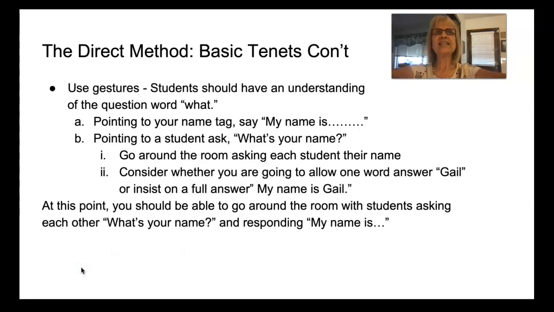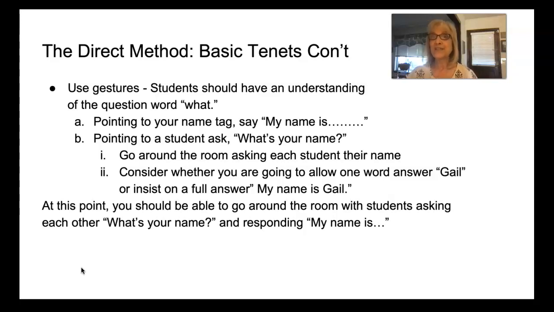So basic tenets: use props, use negation, and then of course, use gestures. So at this point, students should have an understanding of the question word "what." So pointing to your name tag, you can say, "My name is Gail." Pointing to a student next to you or in the room, you can say, "What's your name?" And help the students give the answer, "My name is."